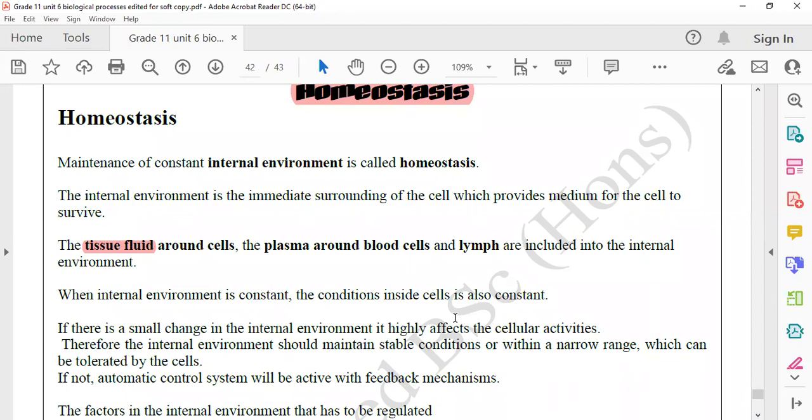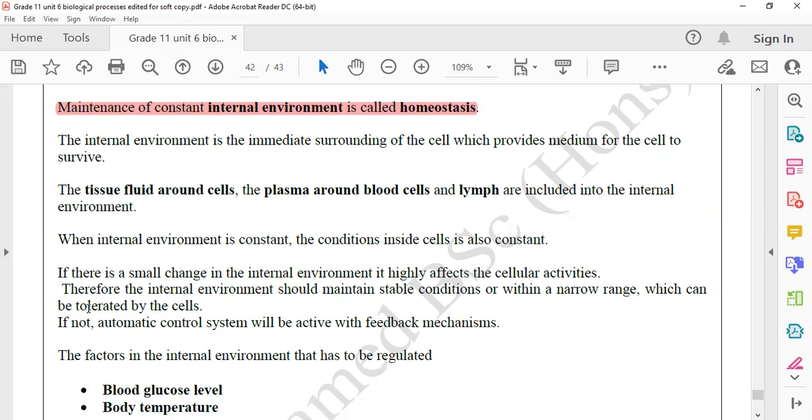Yes, sir. Good. What is homeostasis is written here. What is homeostasis? Read it. Maintenance of internal environment. So what kind of internal environment is maintained? Constant means, can you allow to increase? No. Can you allow to decrease? Can't. That is what we call maintain. In this, there is a mechanism working. What is the name of the mechanism?